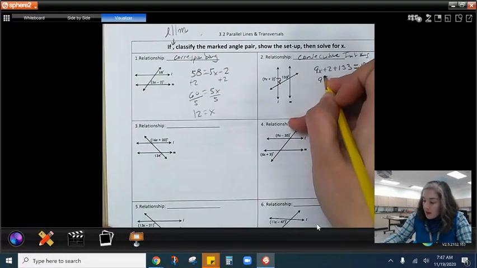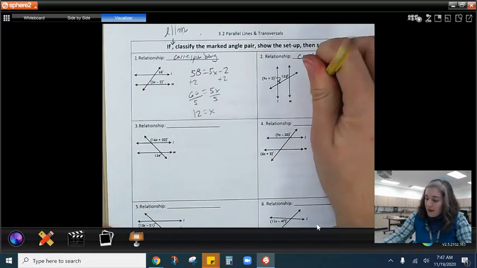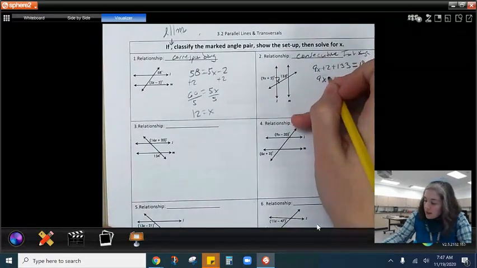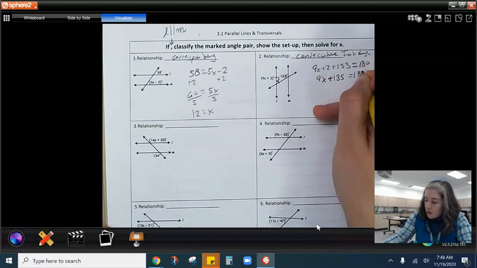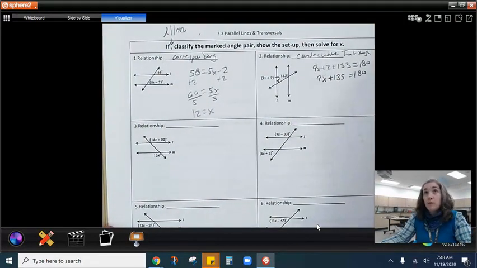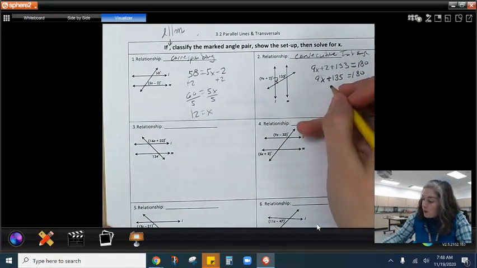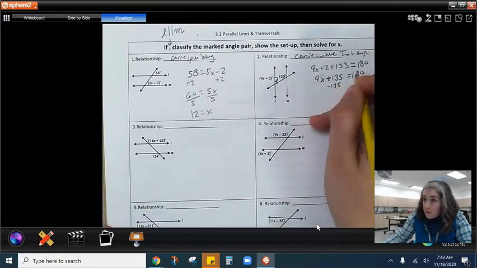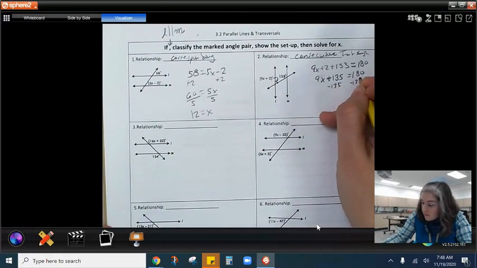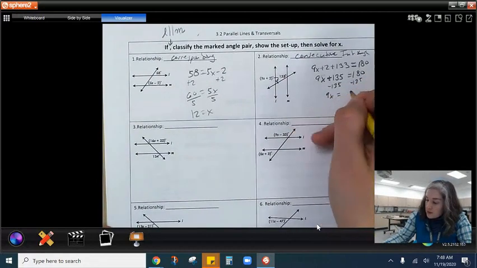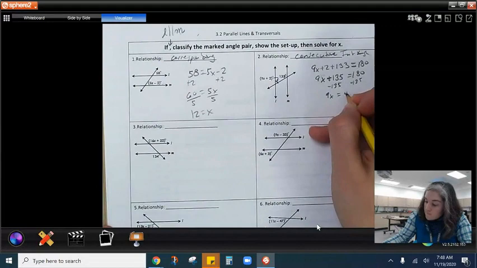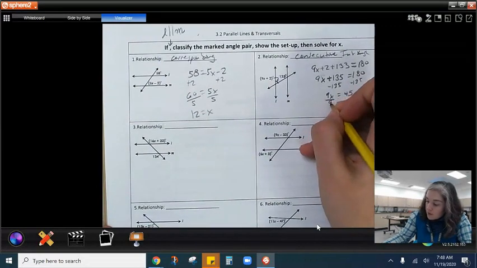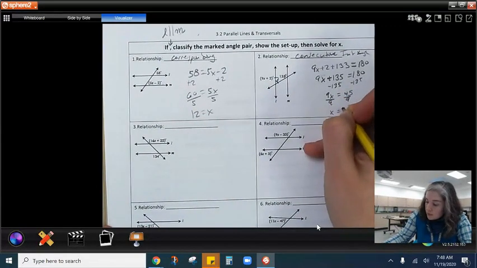So that means I've got 9x, not 95, silly. 9x plus 2 plus 135 equals 180. Don't know why that one's messing with my brain today, but it is apparently. So I subtract 135 from both sides. So we get 9x is equal to 45. And then when I divide by 9 on both sides, we get x is equal to 5.